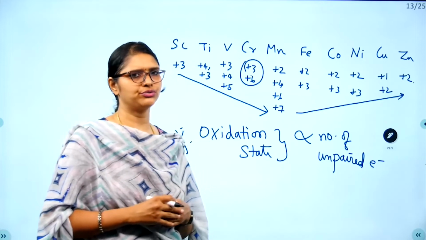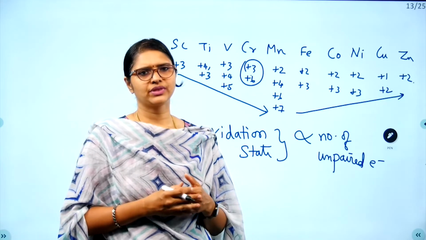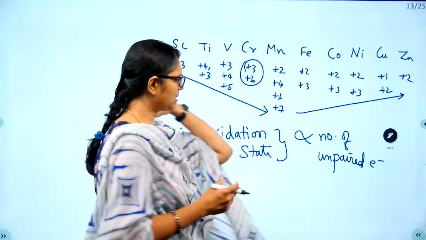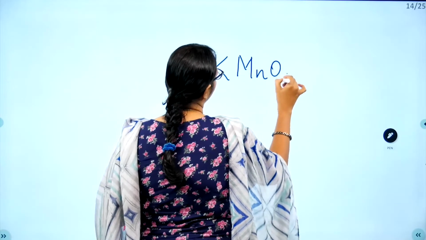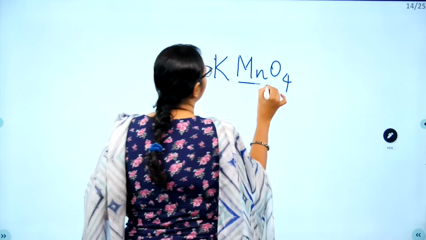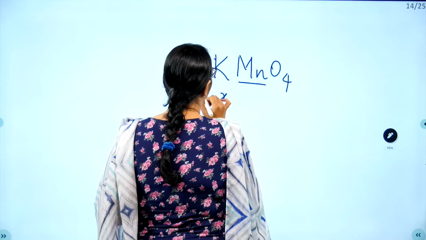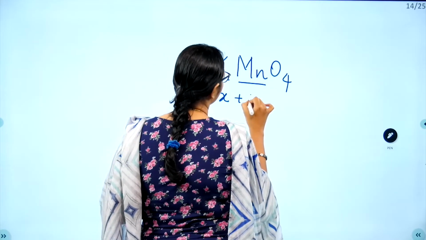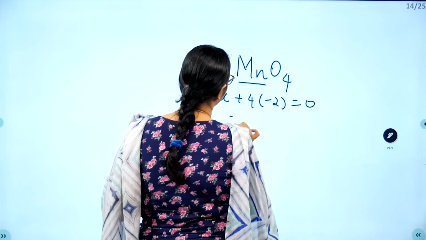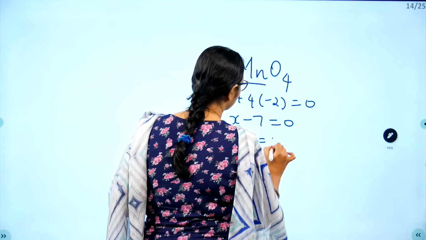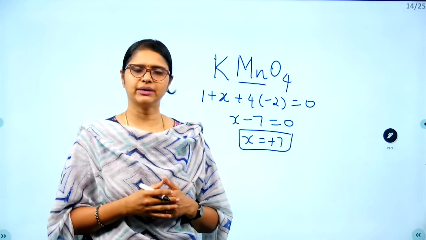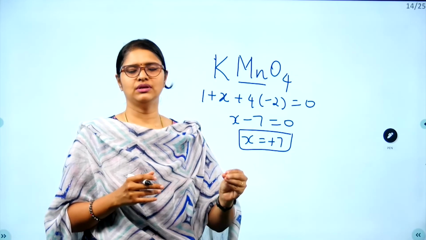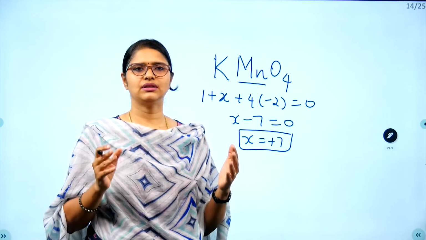And one important question to you guys. KMnO4, suppose it is in the +7 oxidation state, a well-known compound. If you calculate the oxidation state: potassium is +1, plus 4 into -2, equal to 0, so x minus 7 equals 0, x is equal to +7. So what is the meaning of +7? All electrons are lost completely, am I right? Because it is 3d5 4s2. If it is +7, all the electrons are lost, correct?